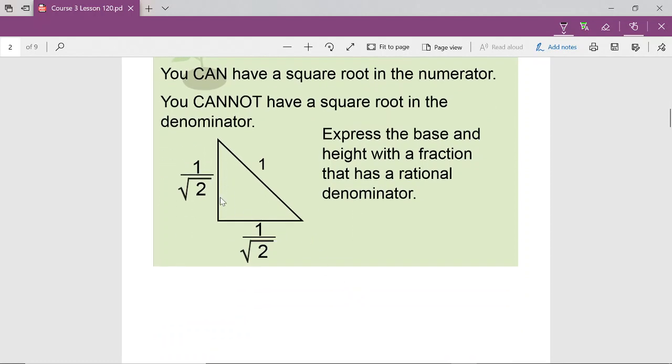So we want to take this triangle, and we see that this base here is 1 over root 2, and the height is 1 over root 2. We cannot leave it like that. We need to rationalize the denominator. And this is how we do it.